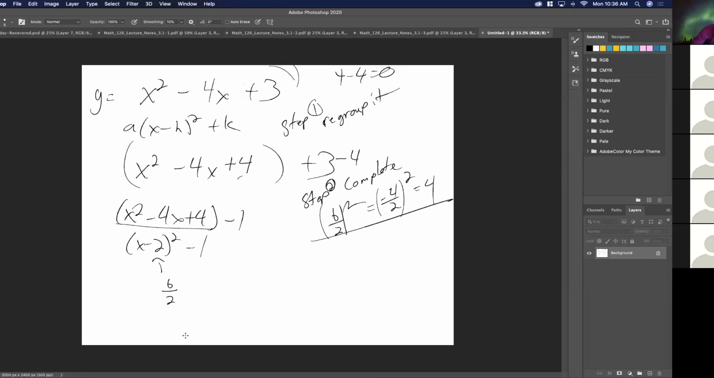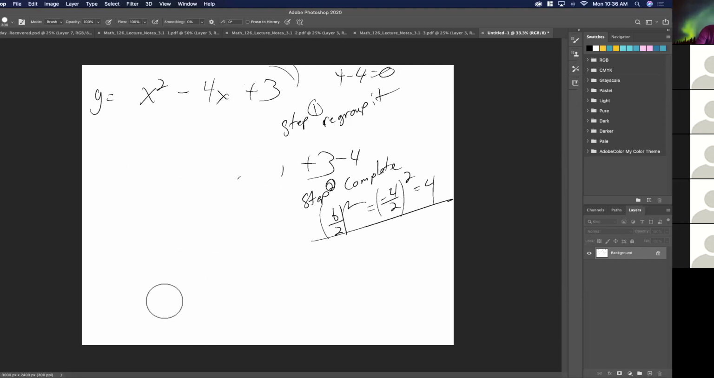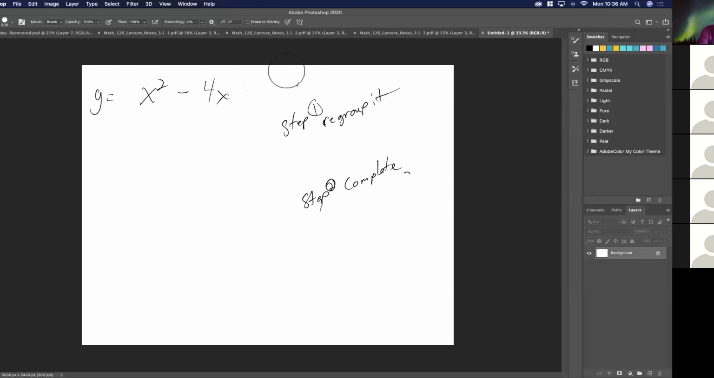Let's do a slightly more interesting case. Same steps. So let me just get my eraser out. So let's make this minus 2x squared minus 8x plus 7, whatever. So the first step always is going to be regroup it. So minus 2x squared minus 8x, space, plus 7.